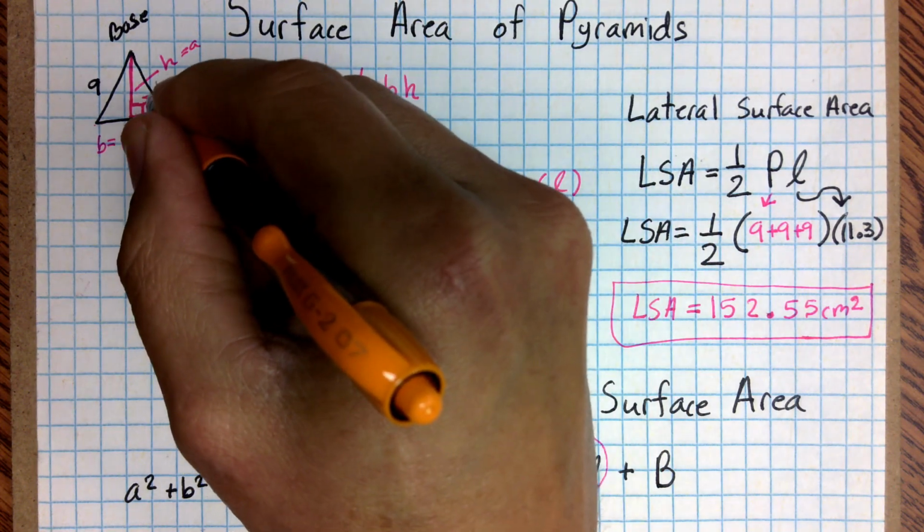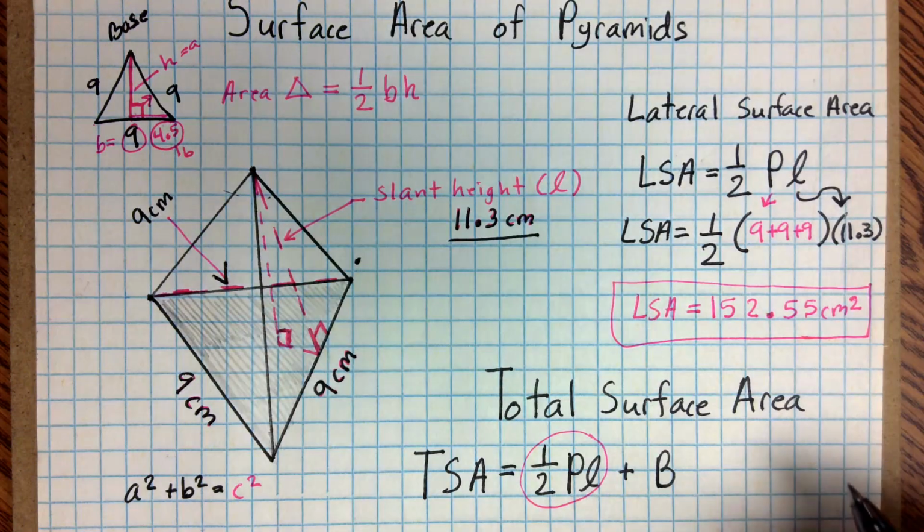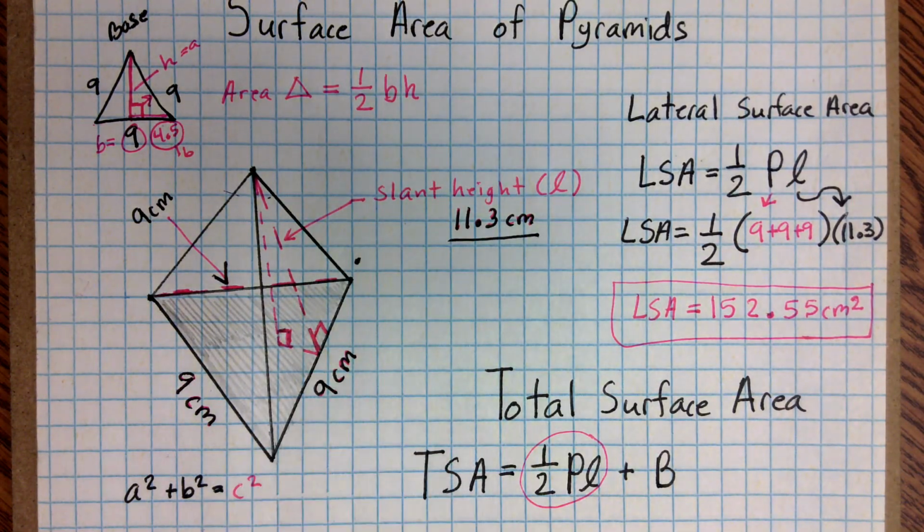Because directly across from the right angle is the hypotenuse, and this side of the triangle, that whole side, is 9. So I'm going to substitute those values. We don't know what a is. We're looking for it. So I'm going to leave it as a squared.